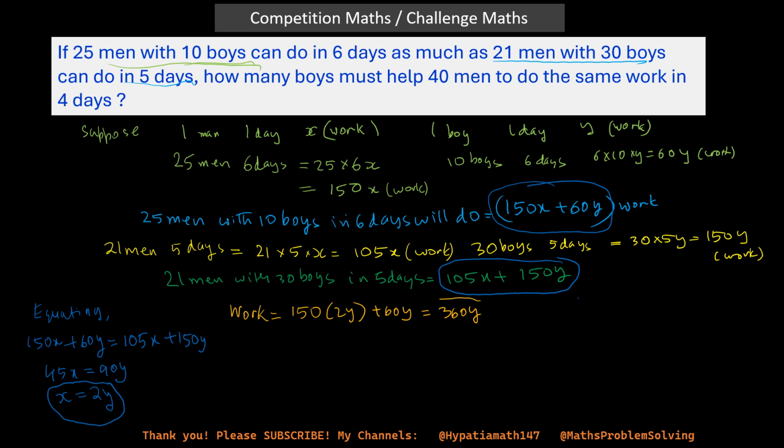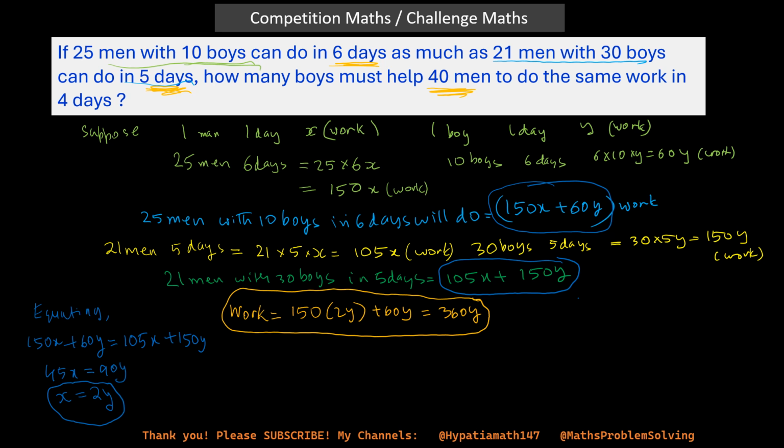Now we have to remember this. That is the total work that they can do in 6 days, the work that can be done in 5 days, the same work. So that work is 360y. Now the question is, this 360y of work is done by 40 men, and then how many more boys would be needed to do this 360y of work so that they can finish it in 4 days. So the work is 360y.